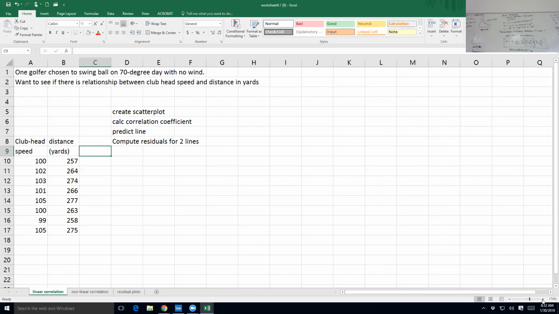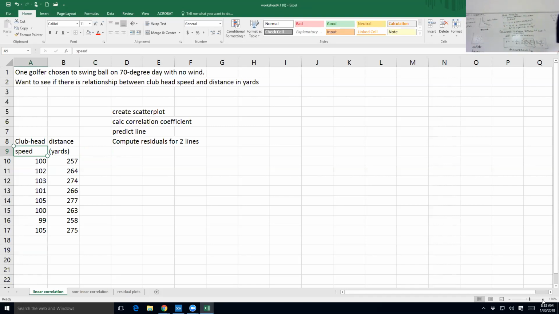Okay, so I've got distance in yards and club head speed. So these are completely different units. Now, just as a reminder, correlation is unitless. Okay, you can take two completely different things, miles per hour and yards, and you can put them together. Okay, all right, so here's how we're going to do this.